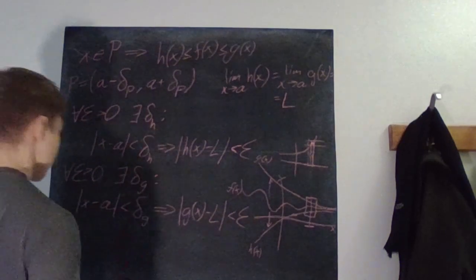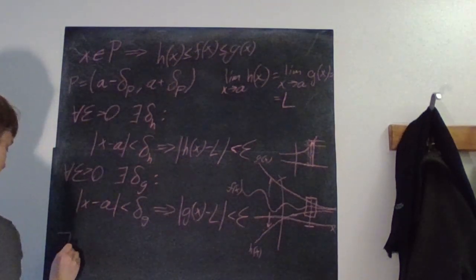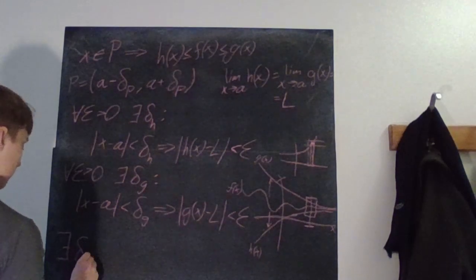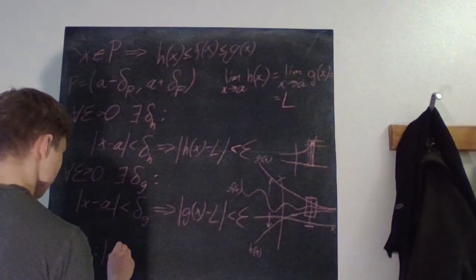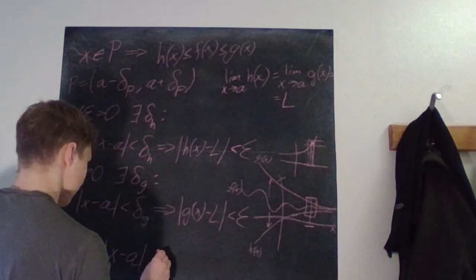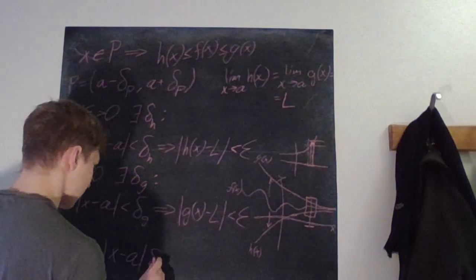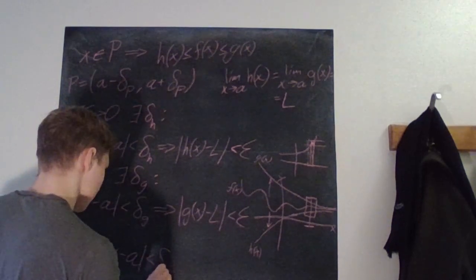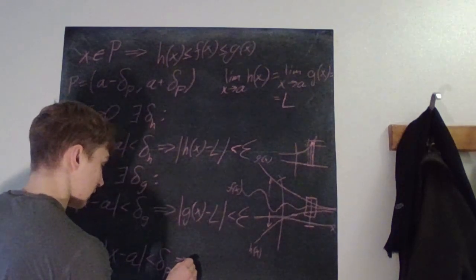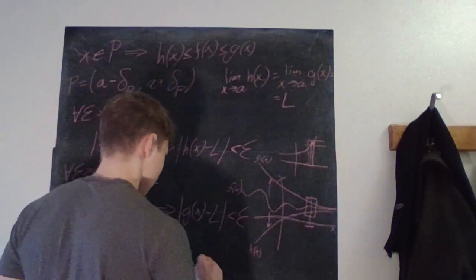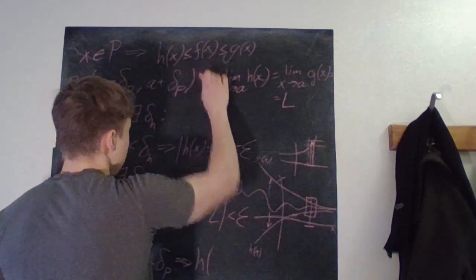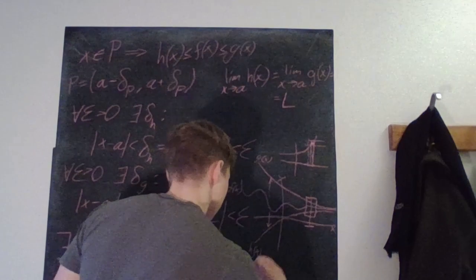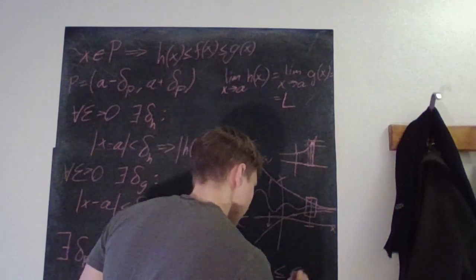And we also know from the neighborhood that there exists a delta p, such that when x is delta p away from a, that then implies the statement that we had above: h of x is less than or equal to f of x, which is less than or equal to g of x.